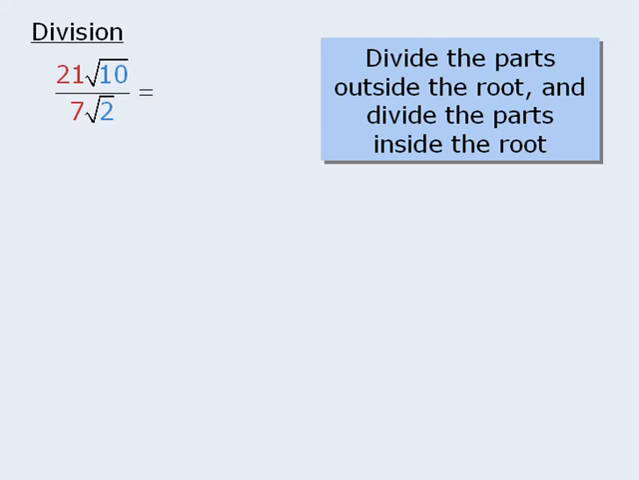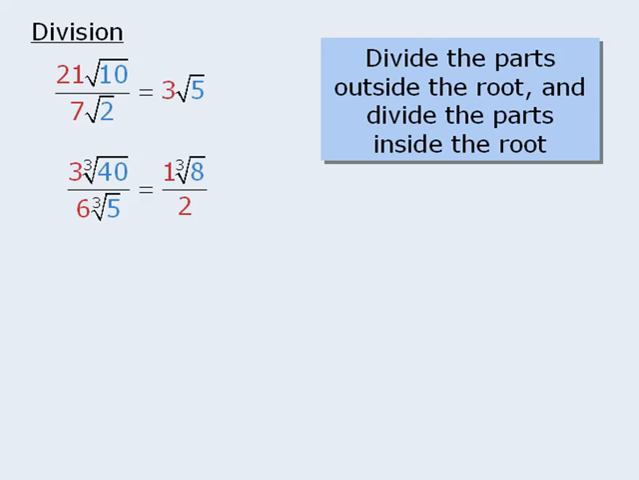The rule is divide the parts outside the root and divide the parts inside the root. So first we have 21 divided by 7, which is 3, and then we have 10 divided by 2, which is 5. Now for this next expression, when we divide 3 by 6, we get 1/2. So we will place 1 on the top and 2 on the bottom. Next, when we divide 40 by 5, we get 8.